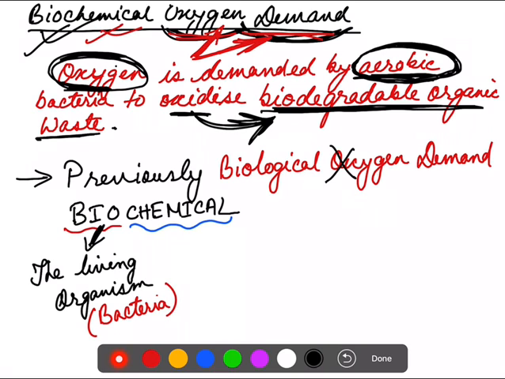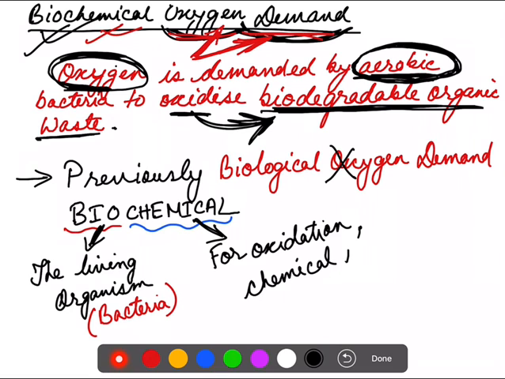And why is the word chemical used? The chemical is used because these reactions to oxidize the waste are chemical based. Okay, so some chemistry is involved, right? So these reactions to oxidize the waste, chemical reactions are taking place.